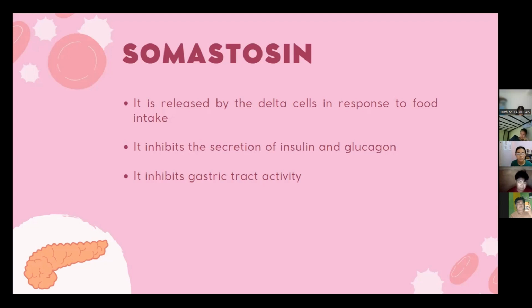So these hormones are produced by the beta and alpha cells of the pancreas, respectively. By suppressing the release of these hormones, somatostatin contributes to the regulation of blood glucose levels, preventing excessive fluctuation in response to food intake. Then it inhibits gastric tract activities. It slows down the digestive processes in the stomach and small intestine. This inhibition helps coordinate the overall digestive response, allowing for controlled nutrient absorption and utilization.